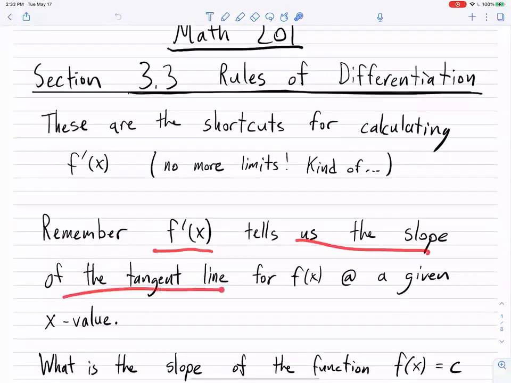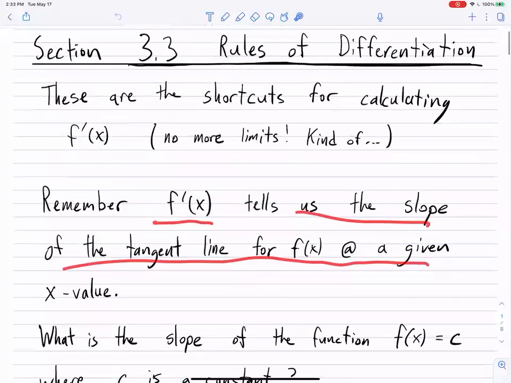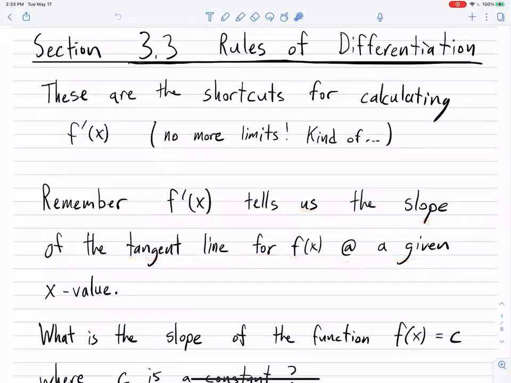And so remember what f prime of x is. It tells us the slope of the tangent line for f of x at a given x value, right? So it's a function. It is a function in its own right. And if you plug in x values into it, it tells you what the slope of the original function f of x is at that given x value.